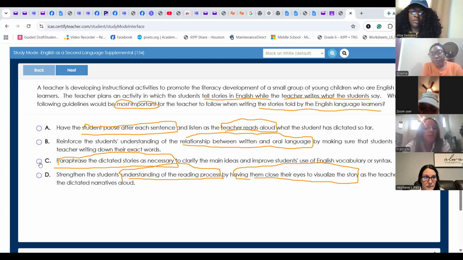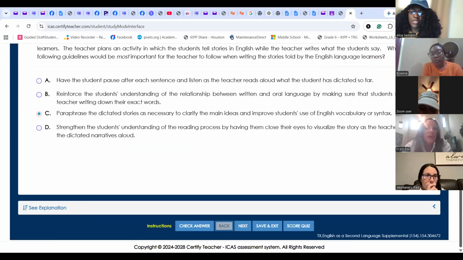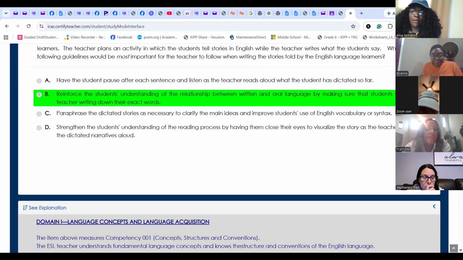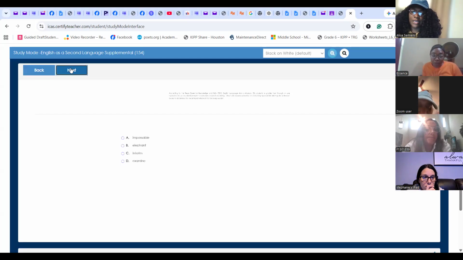And this also goes back to the language experience approach, where you want students to see the relationship between what they say and what is written down. We wouldn't paraphrase because we're not there yet. So we're not going to paraphrase anything. And then D is talking more about comprehension. So that wouldn't make sense either.